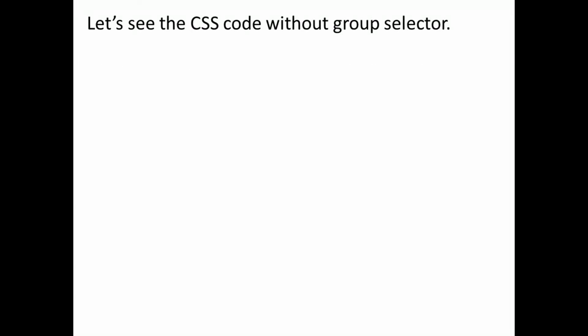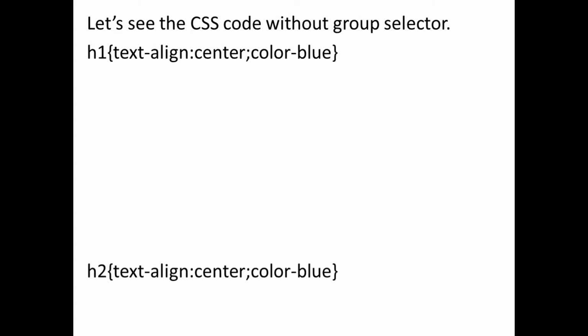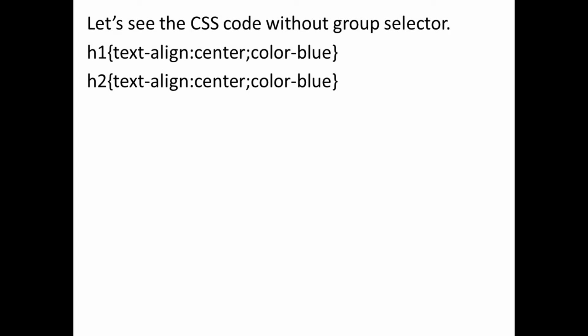So let's see the CSS code without group selector. See, if you use without group selector, you have to write like this: h1 text align center color blue. Next h2 text align center color blue. Already we have seen how to apply these things. P text align center means here you are applying to the particular HTML element like h1, h2, paragraph.